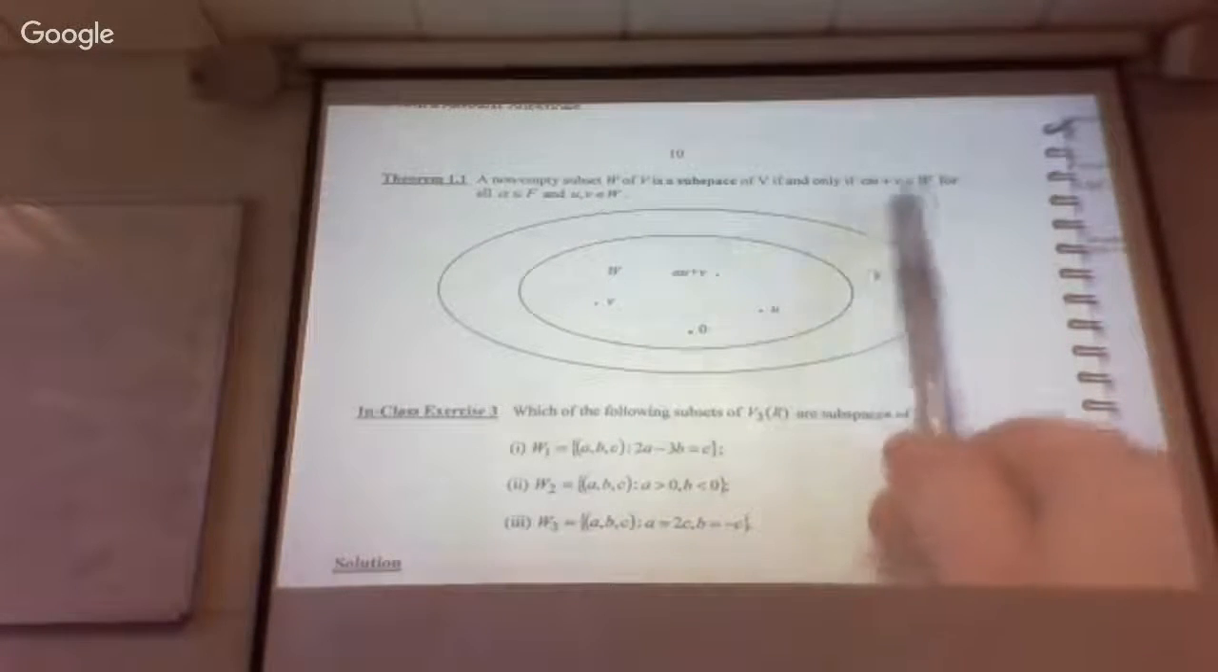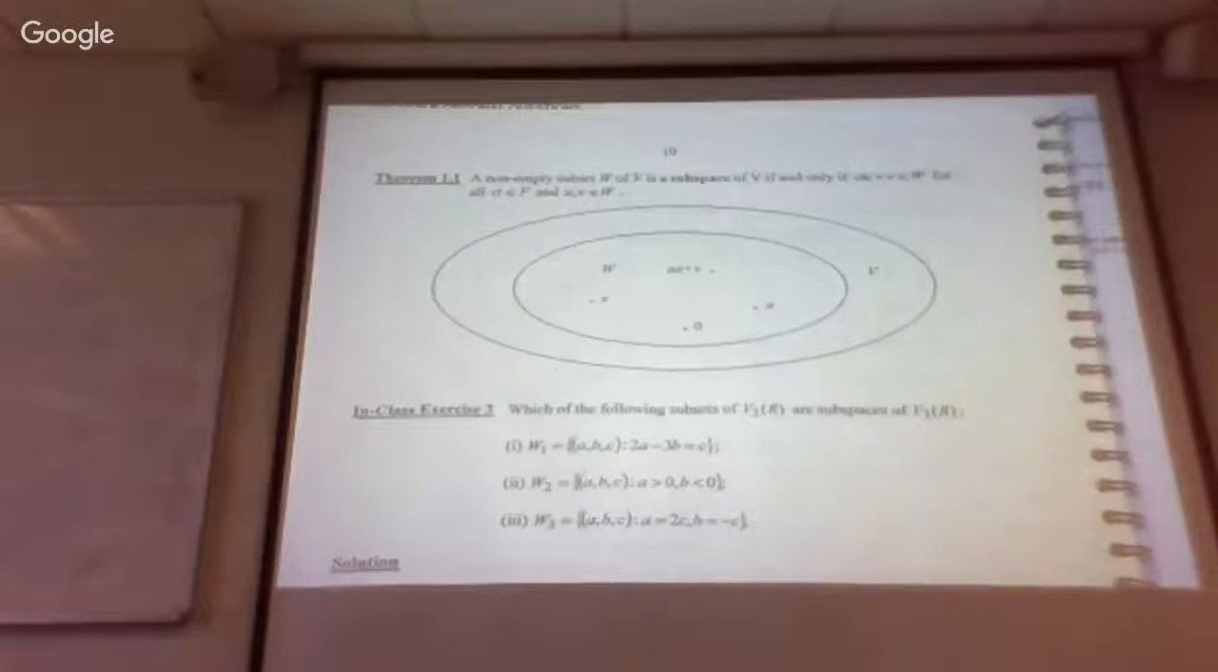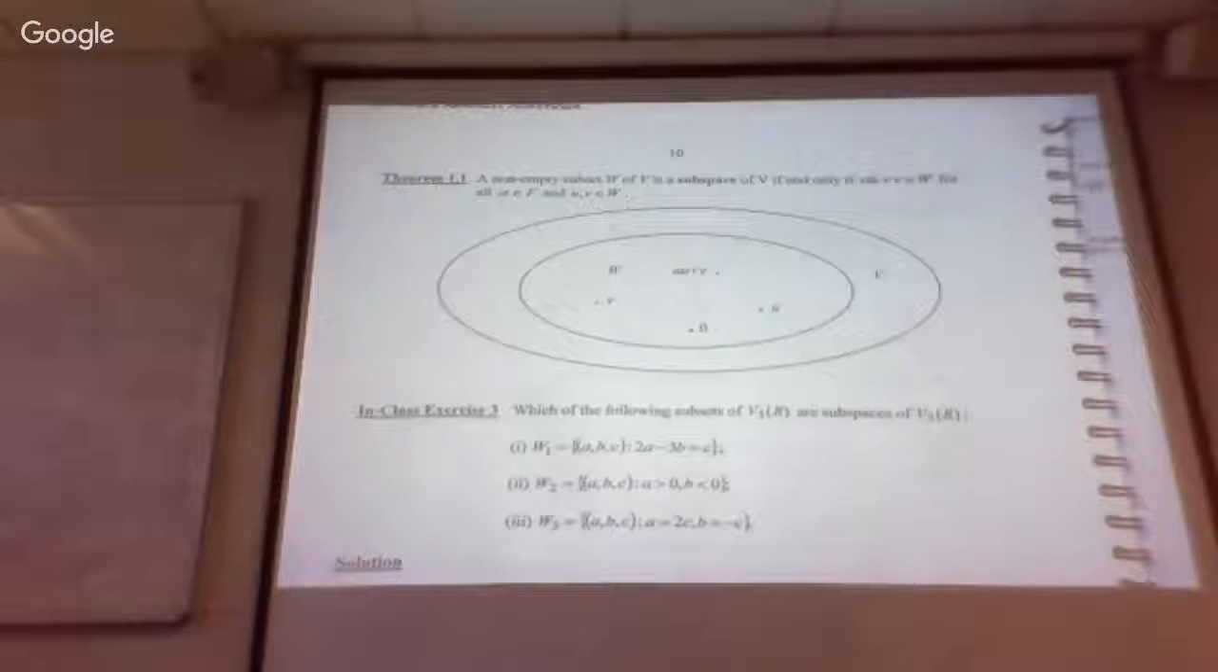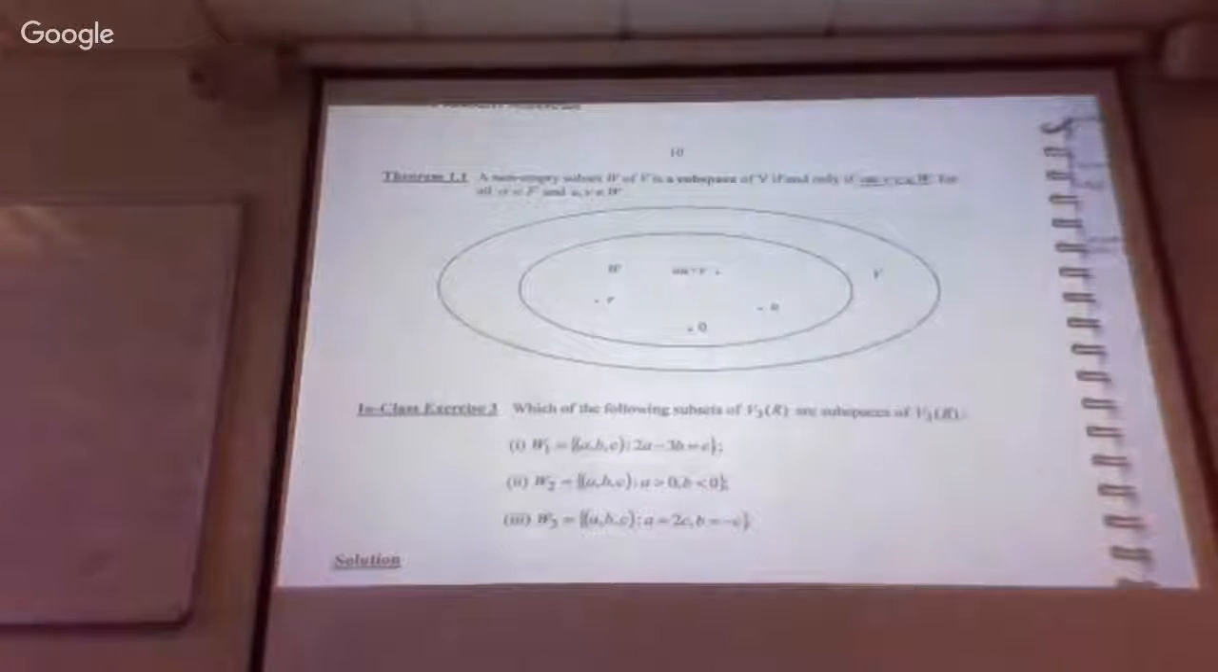If you can prove that this is always the case, then W is a subspace. Any questions on that result, or just on what the task is? So your solution is going to be one of two kinds. It's either going to be a proof that alpha u plus v is always in W, thereby proving that the subset is a subspace, or it's going to be an exhibition of a counterexample.